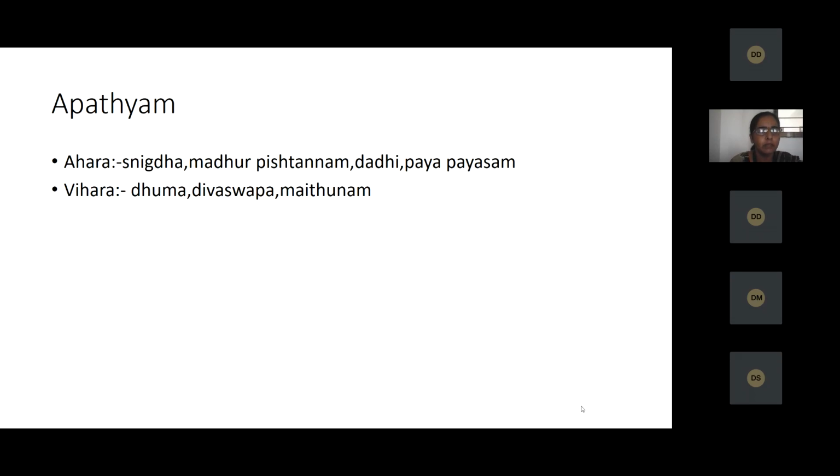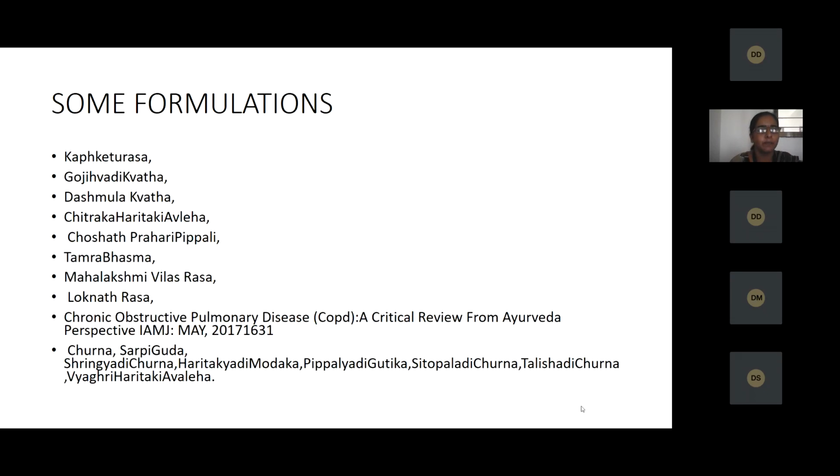Apathya in Ahara and Vihara. In Ahara, Snigdha, Madhura, Pishtanna, Dadhi, Paya are the apathya for that patient. In Vihara, Dhuma, Diva Swapna, and Maithuna are contraindicated in COPD.